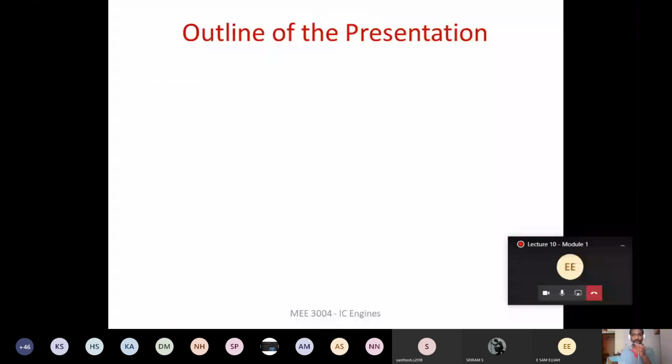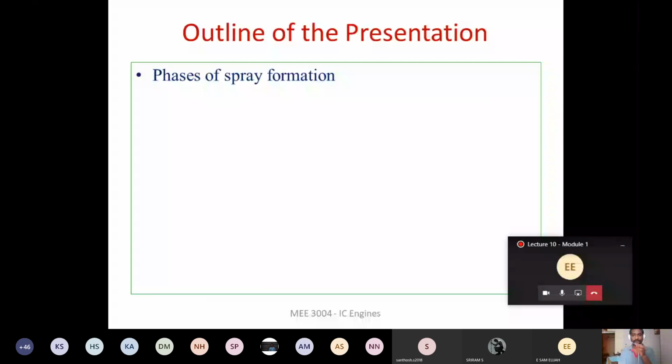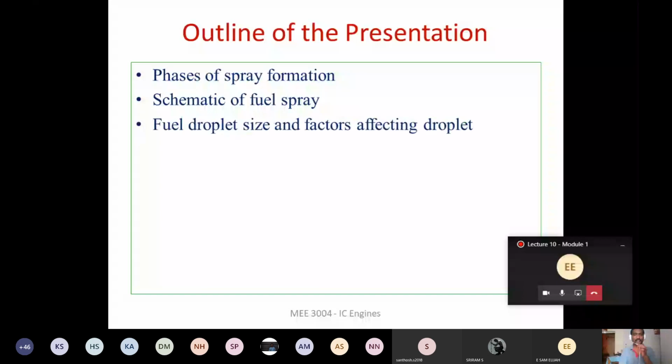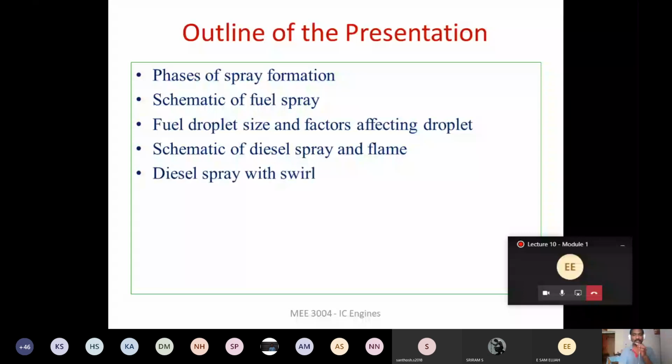And the outline of the presentation is like this. We'll start with the different phases of spray formation. Then we'll discuss the schematic of fuel spray in a diesel engine. Then what are the factors that are responsible for the fuel droplet size? And we'll go for the schematic of diesel spray, and diesel spray when we have different air motions. Let us say if you have a swirl, then how will this diesel spray appear?